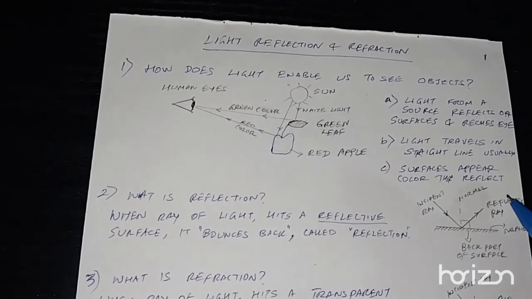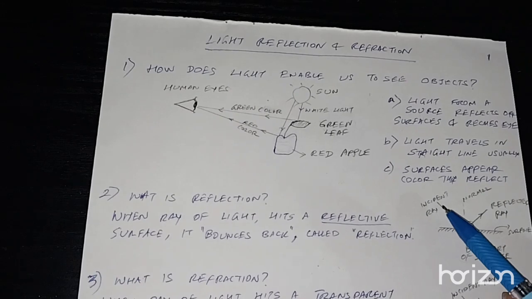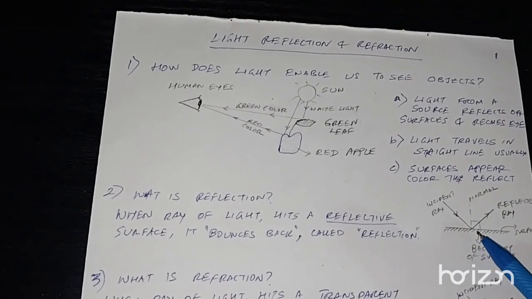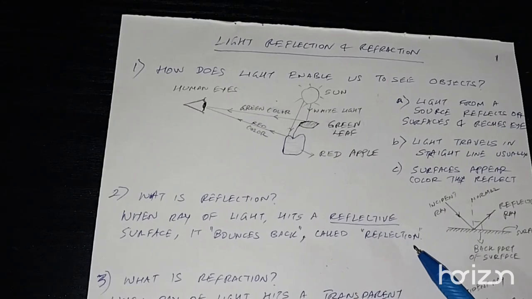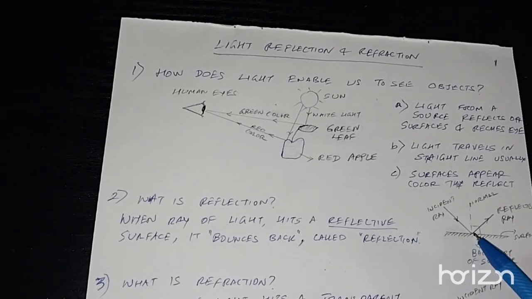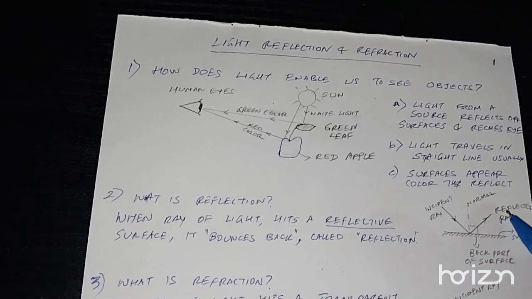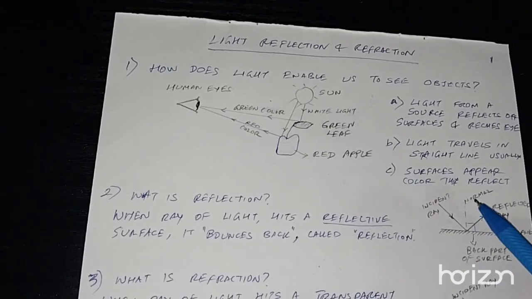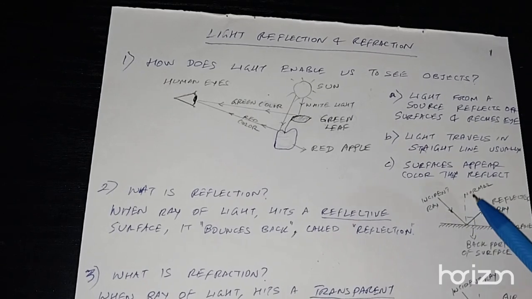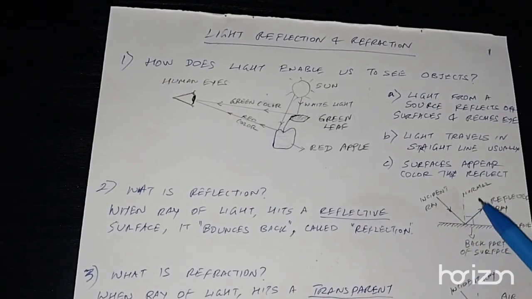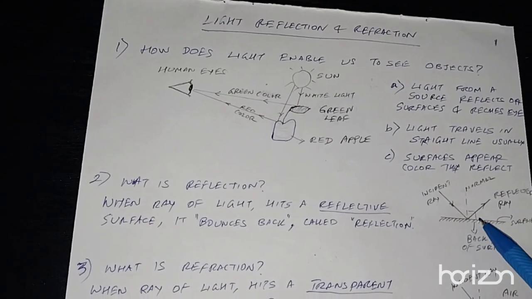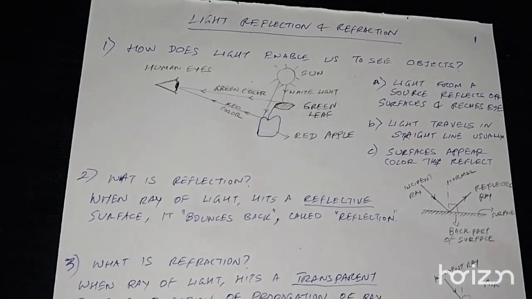Okay, it bounces back, and this process of when a ray hits a reflective surface, the process of it bouncing back is known as reflection. Okay, so this ray is the incident ray which hits the surface, and this ray which gets reflected is the reflected ray. Okay, and the reflection is around a vector called the normal, okay, which is perpendicular to the surface. So it is at 90 degrees. This normal is at 90 degrees to the surface. We have to remember that.